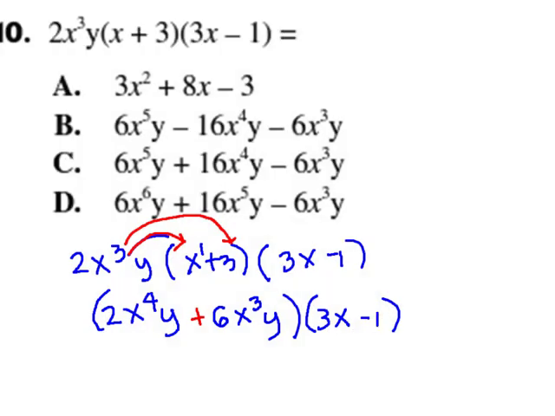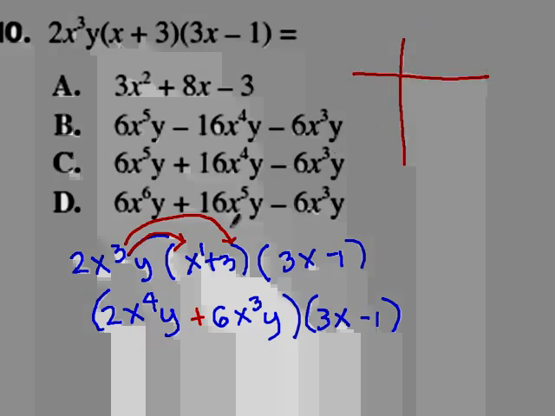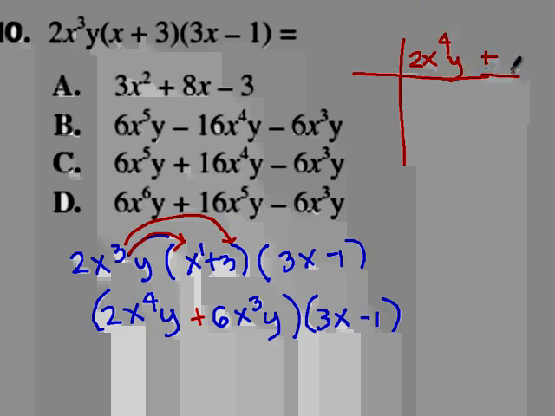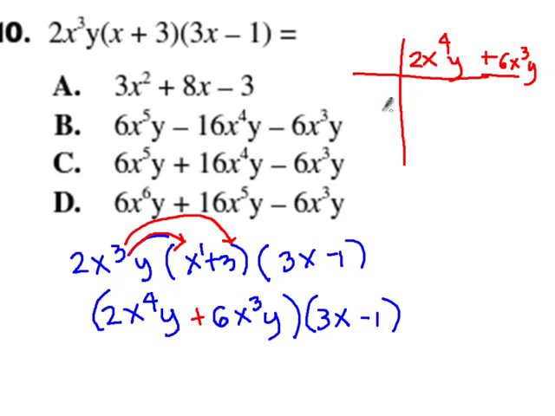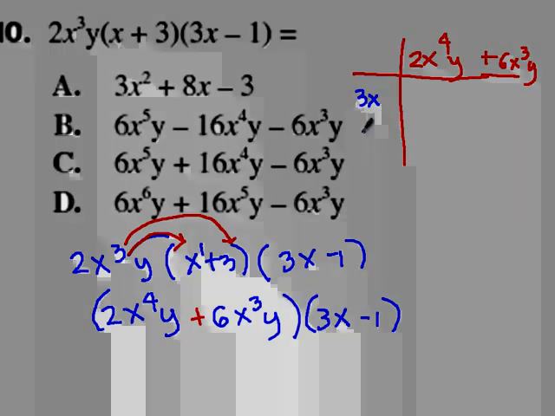When I'm multiplying polynomials like this, I find it easier if I write it in grid form like this. So I can write this 2x to the 4th y plus 6x cubed y here. Then I can write at the left the 3x and negative 1.